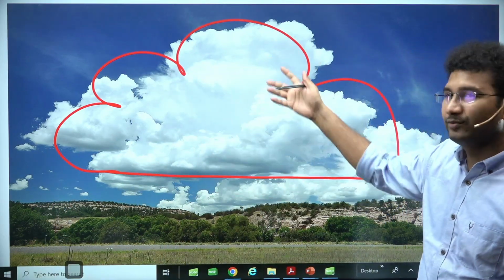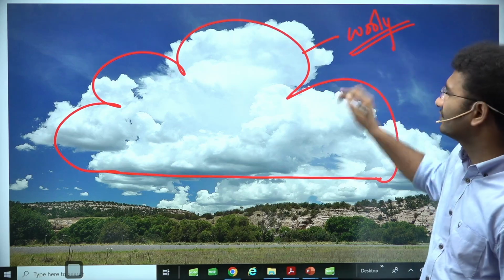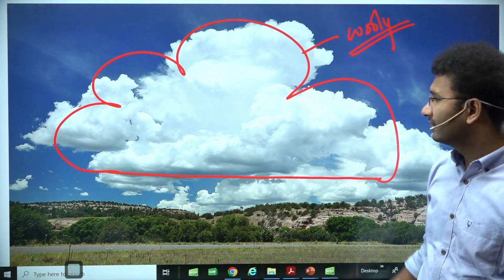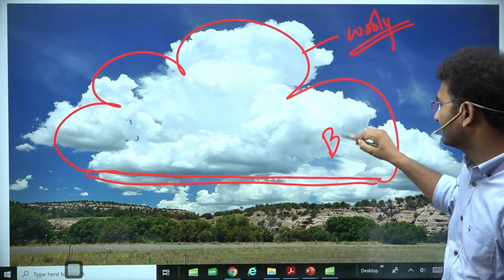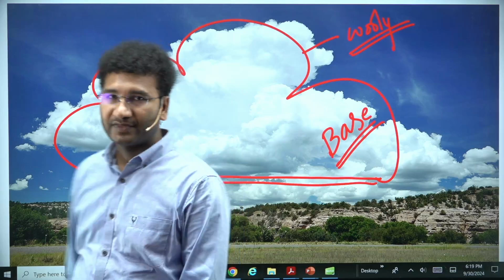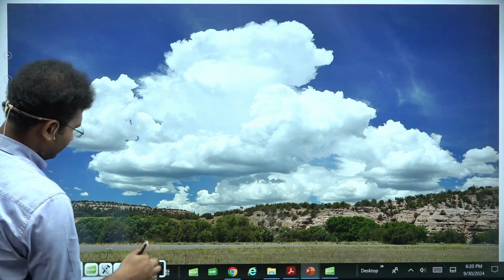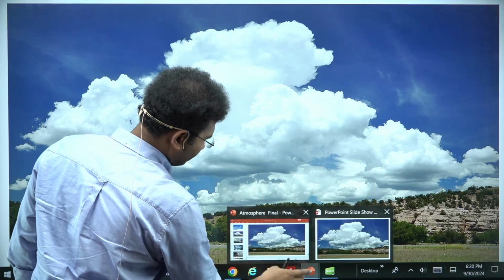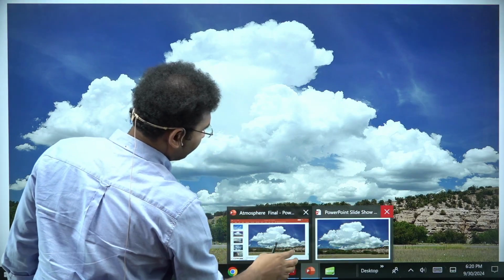This is called cumulus. This is a woolly substance. A wool-like situation will be there, right? And this is a base. You'll have a base and cumulus, right? Okay. See here.